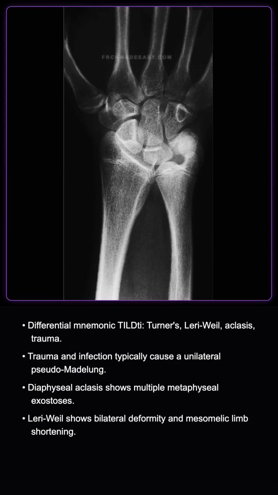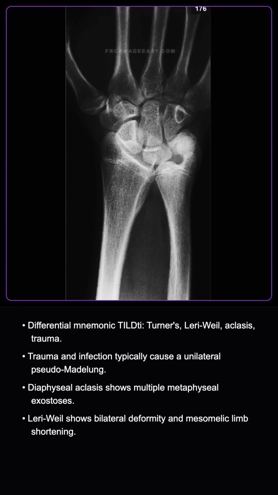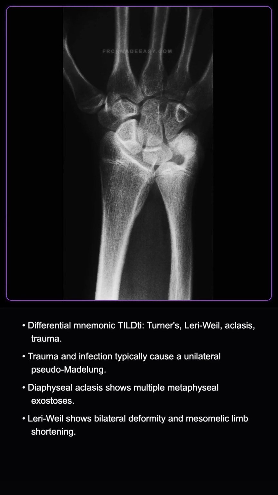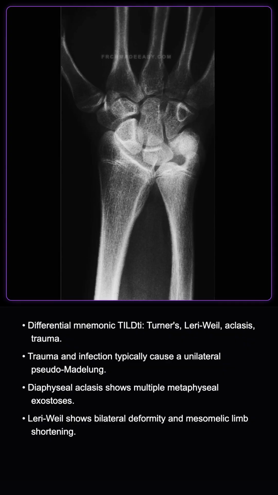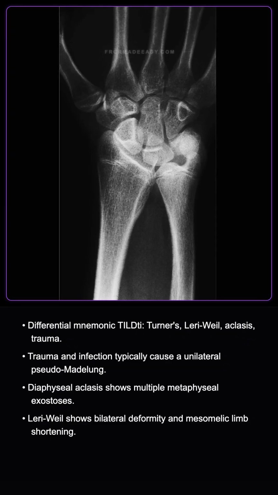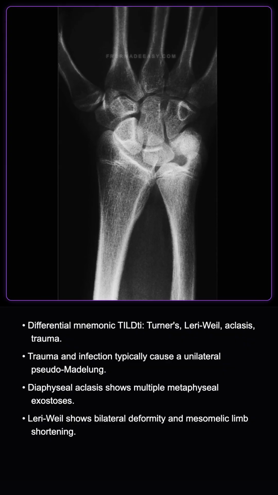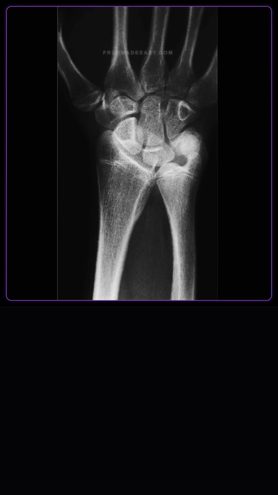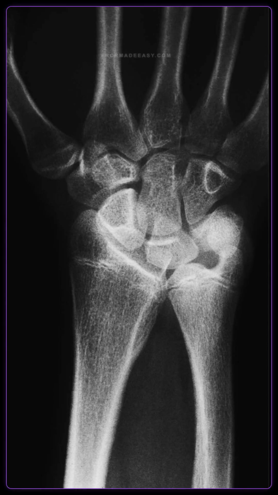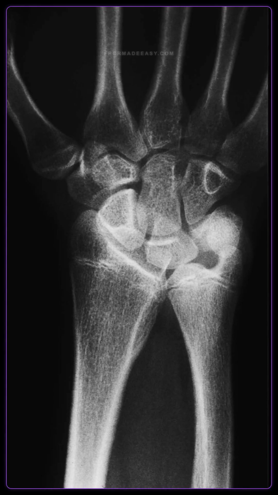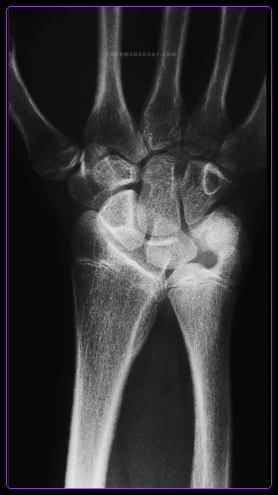Diaphyseal aclasis can be recognized by the presence of multiple metaphyseal osteochondromas pointing away from the joints. Leri-Weil dyschondrosteosis is characterized by bilateral deformities, mesomelic dwarfism, and limited wrist or elbow mobility. Explain the clinical features of Turner syndrome and the typical patient population for idiopathic Madelung deformity.